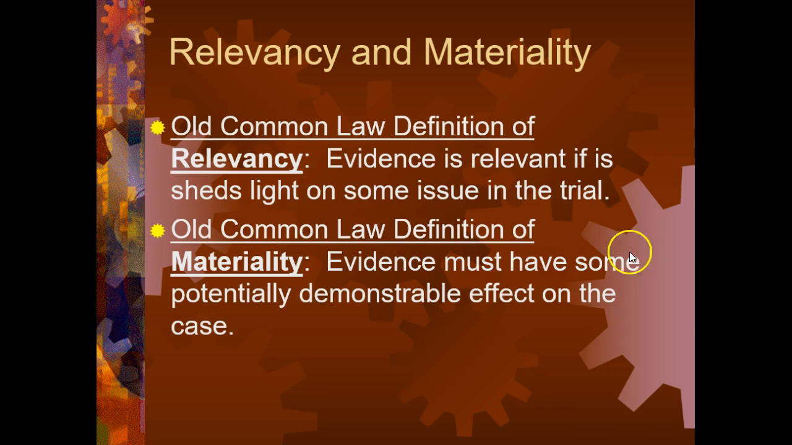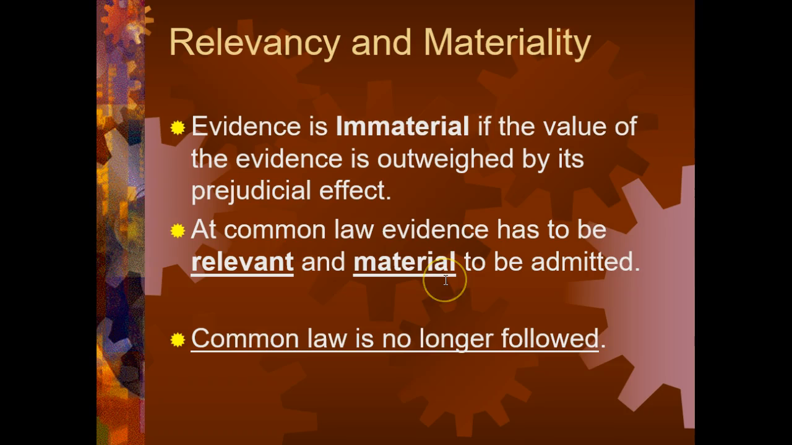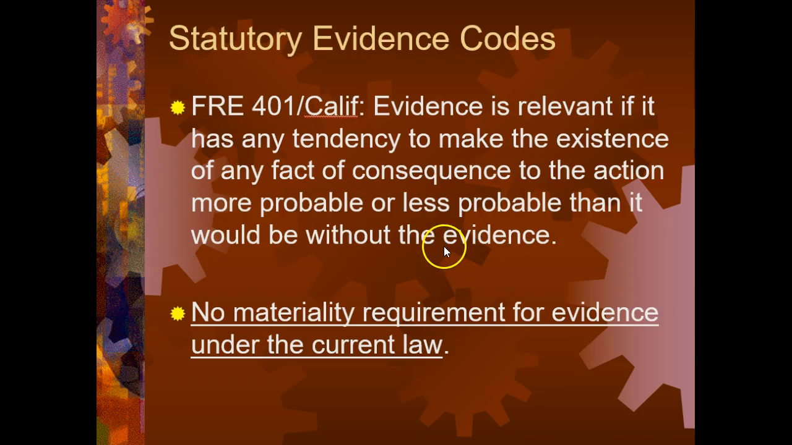These are the old requirements. Now let's look at the ones that are now to be used. By the way, evidence is immaterial under the old standard if the value of the evidence was outweighed by its prejudicial effect. But we'll see how that comes into Rule 403 when we get into that. Again, so common law is gone. It's no longer there. We don't follow it. Let's go into the specifics.